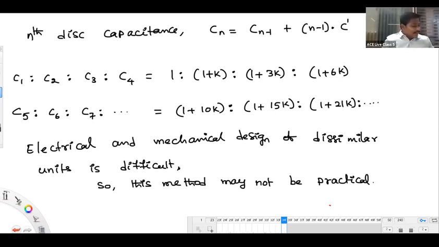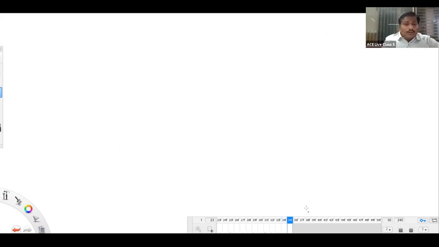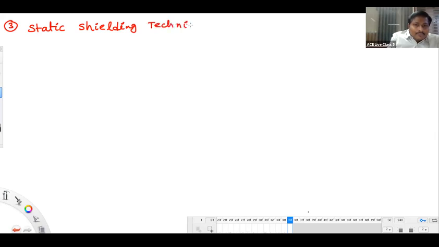Yeah, so let's start the next method. Next method of the string efficiency, that is the static shielding technique. Third one, static shielding technique.